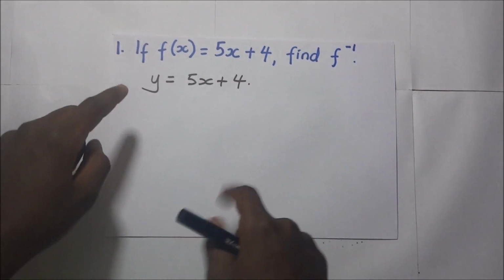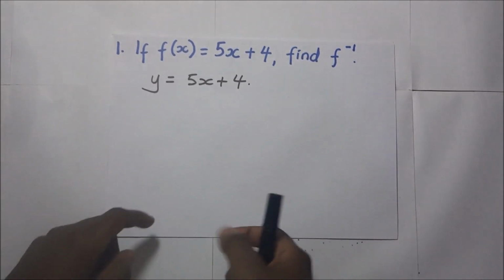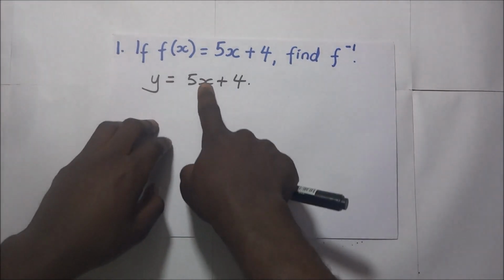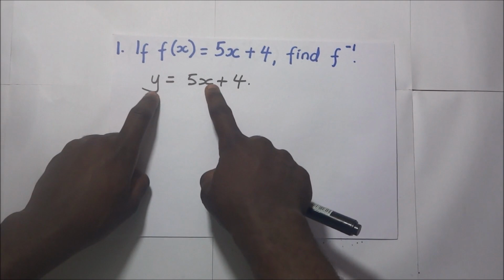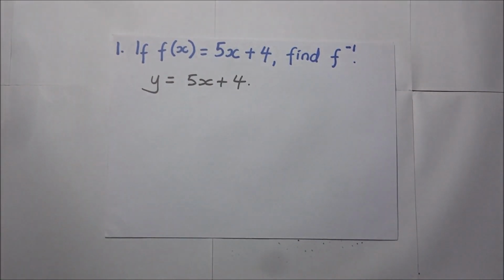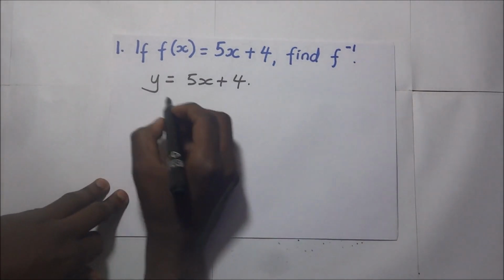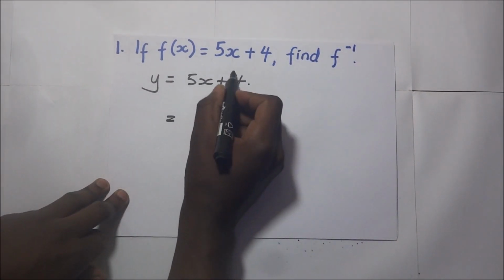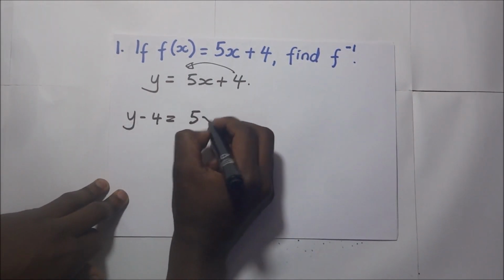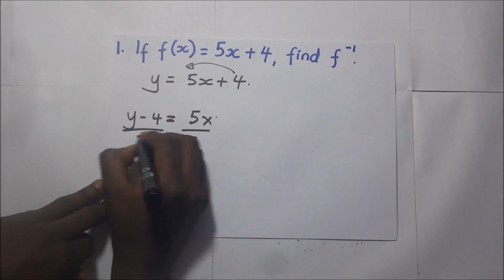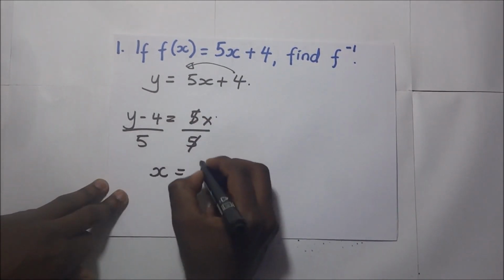Remember, we said that the inverse of a function is more like the reverse of a function. So if it's the reverse of the function, it means that x is going to become y and y is going to become x. And that's it. So let's start it this way. We're going to first make x the subject of the formula. So this means we flip: 4 comes to this side, y minus 4 is going to be equal to 5x. When we divide both sides by 5, we end up with our value of x being equal to y minus 4 over 5.